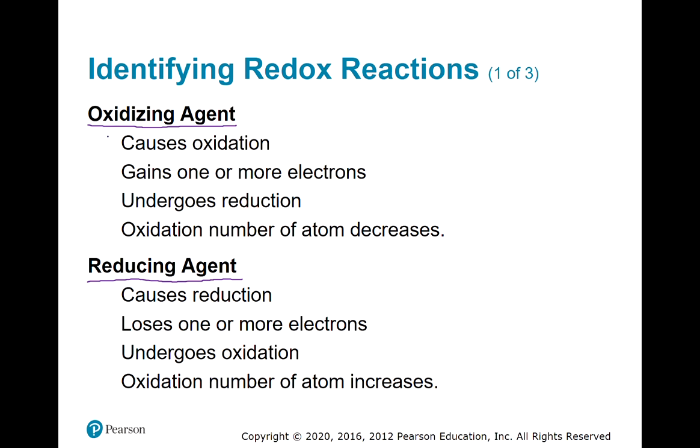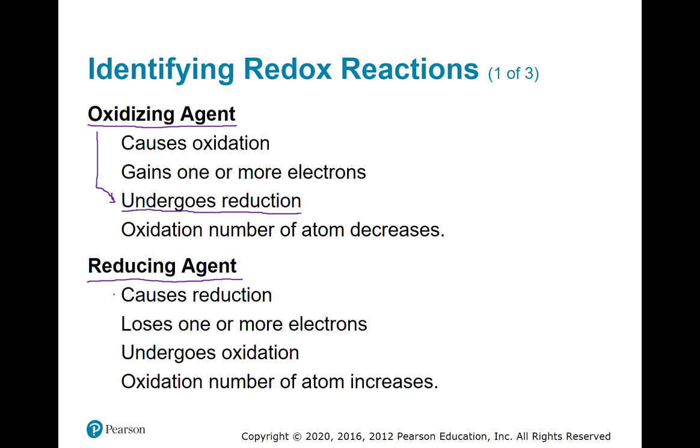So, an oxidizing agent is something that causes oxidation. It causes something else to be oxidized. Since it's causing something else to be oxidized, it itself is undergoing reduction. So the oxidizing agent is whatever gets reduced. Hence the fact why I want to go over this, because it's a little bit confusing. The oxidizing agent is gaining electrons. It's undergoing reduction because as it gains negatively charged electrons, its oxidation number decreases or becomes more negative, however you want to put that.